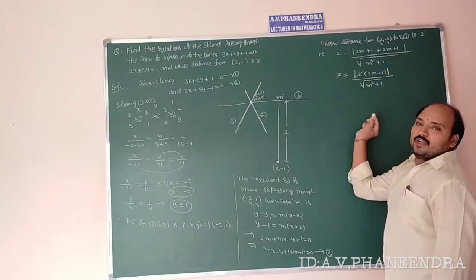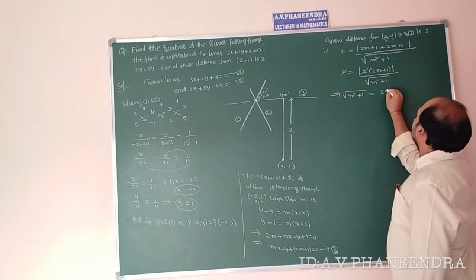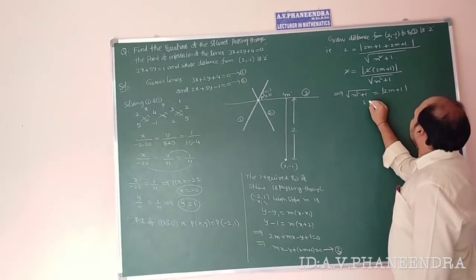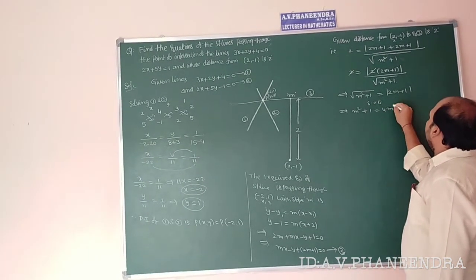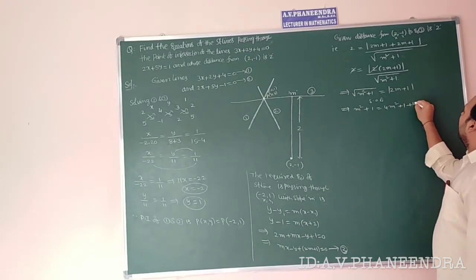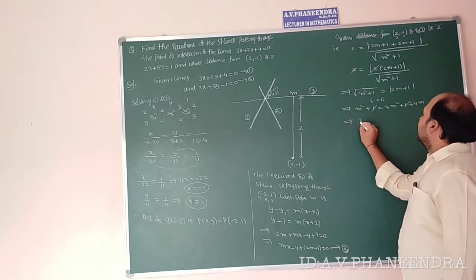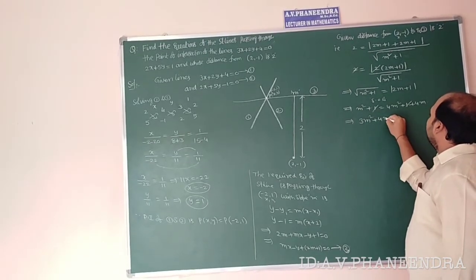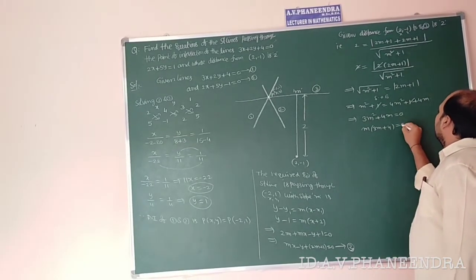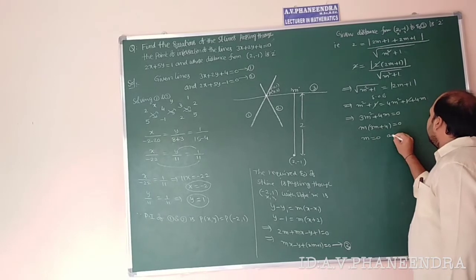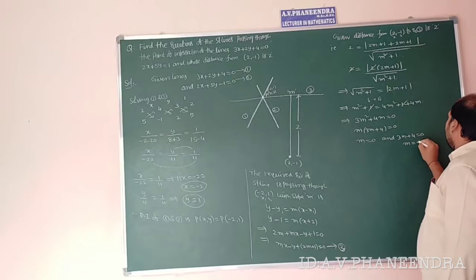So the 2 gets cancelled. Cross multiply: root m square plus 1 is equal to mod of 2m plus 1. Squaring on both sides, m square plus 1 is equal to 4m square plus 1 plus 4m. On both sides 1 gets cancelled. Taking these values to this side, 3m square plus 4m equal to 0. So taking m common, m into (3m plus 4) equal to 0. That means m is equal to 0 and 3m plus 4 equal to 0, so m is equal to minus 4 by 3.